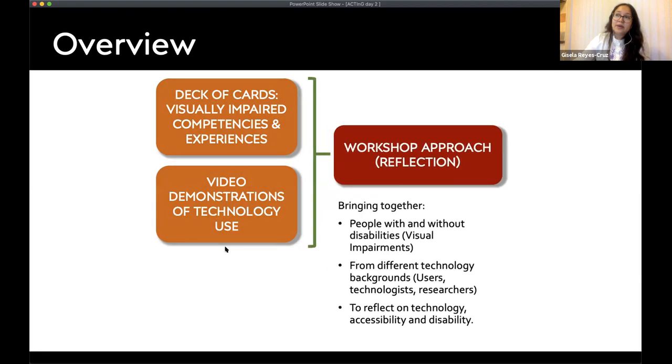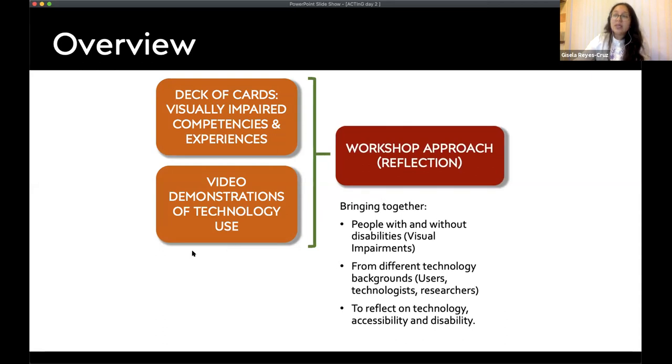This workshop is comprised of 2 main components. One of them is a deck of cards that I designed and defined that contain the competencies and experiences of people with visual impairments. And the other is a very small catalog of video demonstrations of visually impaired people using technology.